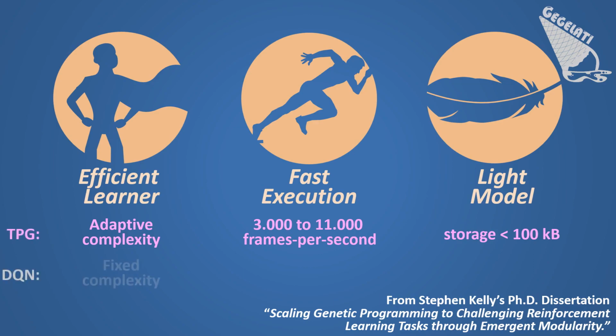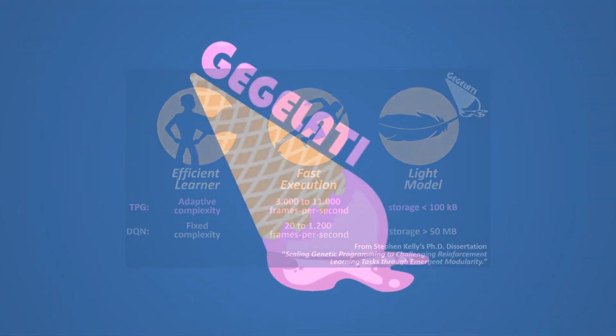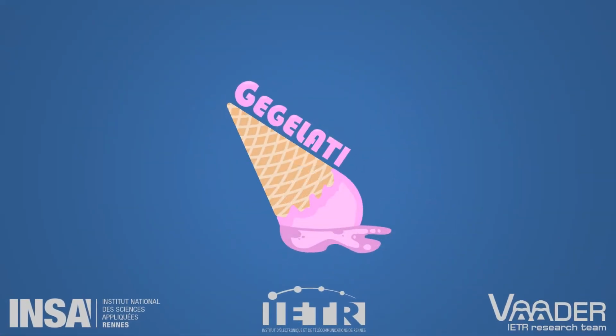These results are even more impressive when compared to their main competitors, which, for comparable scores, exhibit both a much higher computational complexity, a much slower speed of execution, and often require hundreds of megabytes of storage for their models. All of this brings us back to GEGELATI.